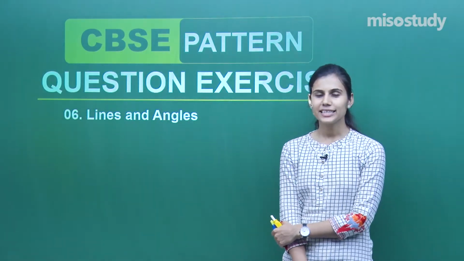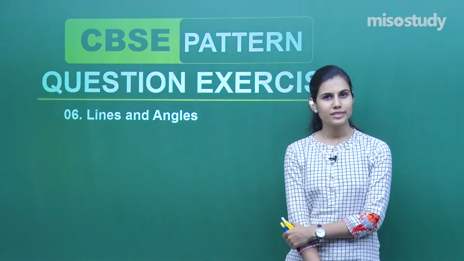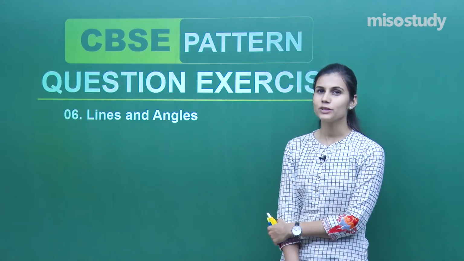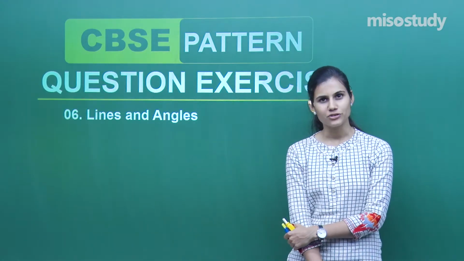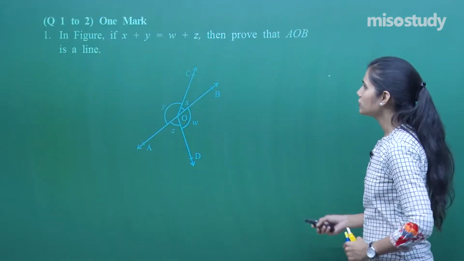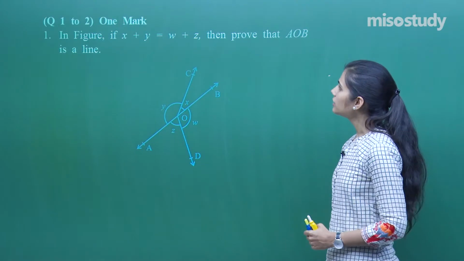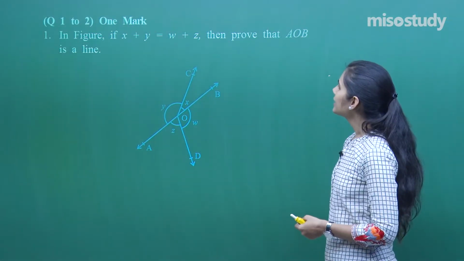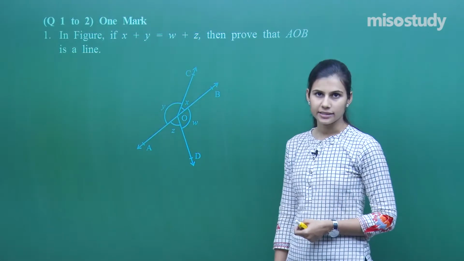Well, after completing and accomplishing the understanding of all the concepts related to the chapter lines and angles, we are now in a position to apply those learned concepts over the questions. Let's begin with the first question. It says that in this figure, x plus y is same as w plus z. Prove that AOB is a line.